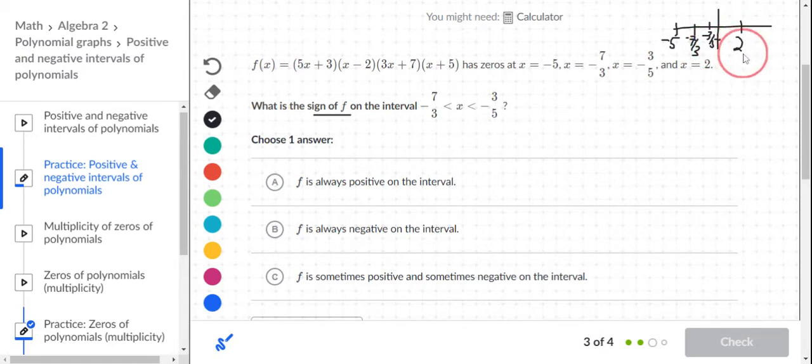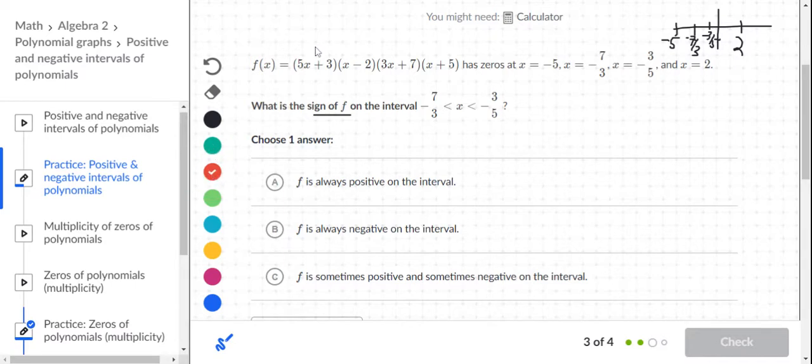And then 2. So what's happening is the graph will look something like this. It's going through all of these points somehow. Sometimes, though, the graph will bounce like that, and we'll talk about that in the next thing we're going to do. But what we don't know is in between these two numbers, where is the graph? Is the graph above, positive? Or is it below, negative?